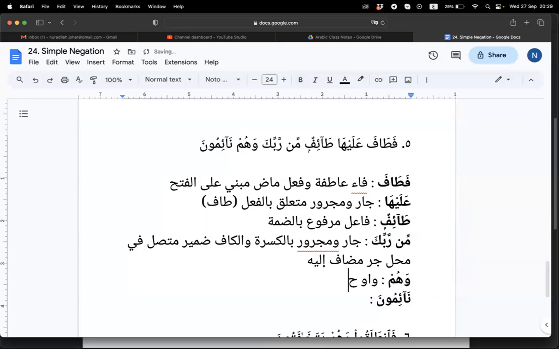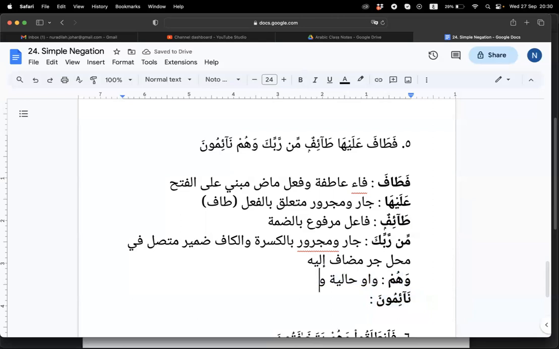So this is waw hadiyah, so we will translate it as "while." Whenever we have waw hadiyah, it means the sentence after that is a hal. We've done hal before, right? It describes the status of something.